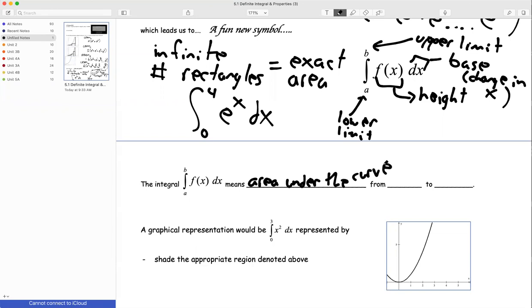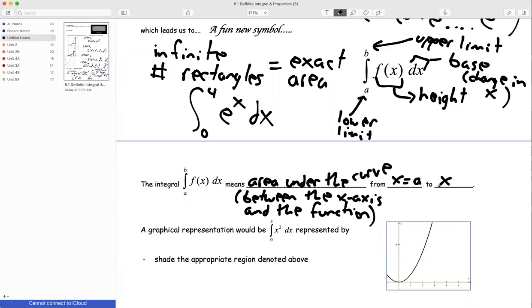And when I say area under the curve, what I mean really is between the x-axis and the function. It's the area between the function and the x-axis. And I have bounds telling me from which point I'm going to. So this goes from x is equal to a to x is equal to b.